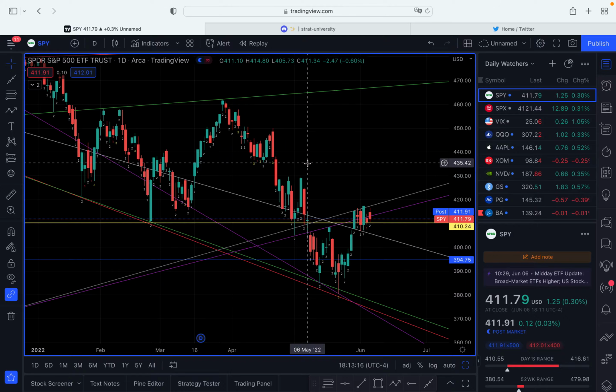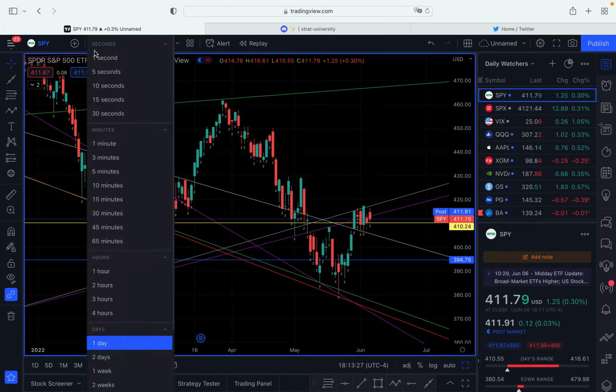So now we got that out the way. We know what a broadening formation is. It's price expansion. It is us identifying and plotting that price expansion. We know why they exist. Let me break it down one more time.